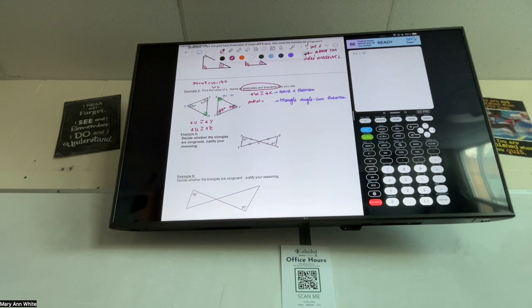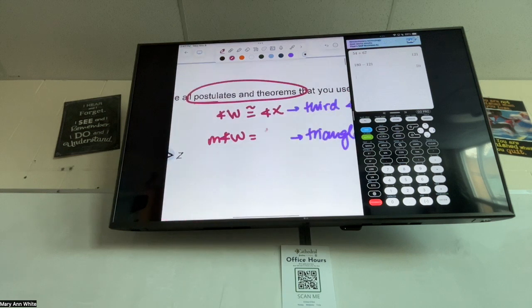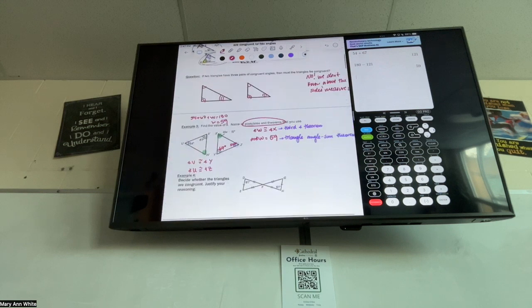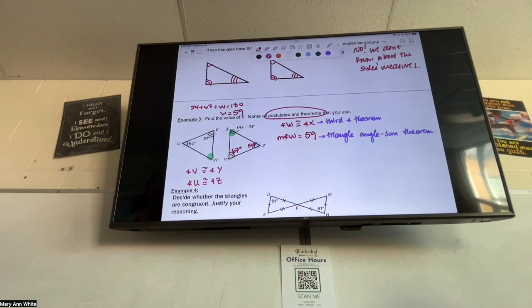54 plus 67 and then 180 minus that. 59. Okay. I'll get rid of my calculator now. All right, so we knew W and X were congruent by the third angle theorem. We knew the measure of angle W equals 59 from the triangle angle sum theorem.